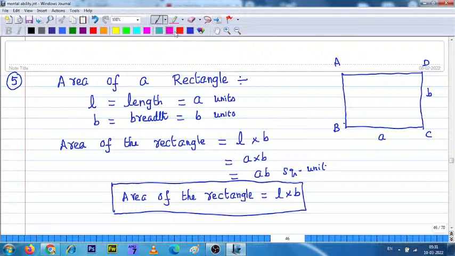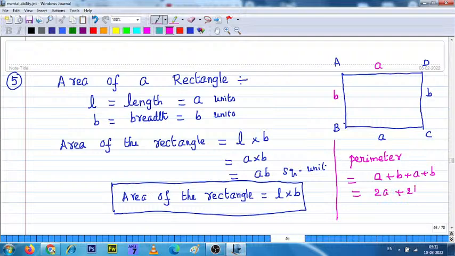Next, now you can find out the perimeter of the rectangle. Opposite sides are equal. This is A, this is B. So you can write like this: A plus B plus A plus B, that is A plus A is 2A, B plus B is 2B, that is 2 times (A plus B). So it can be formulated as: perimeter of the rectangle is 2 times (length plus breadth). So in this way we can find out.